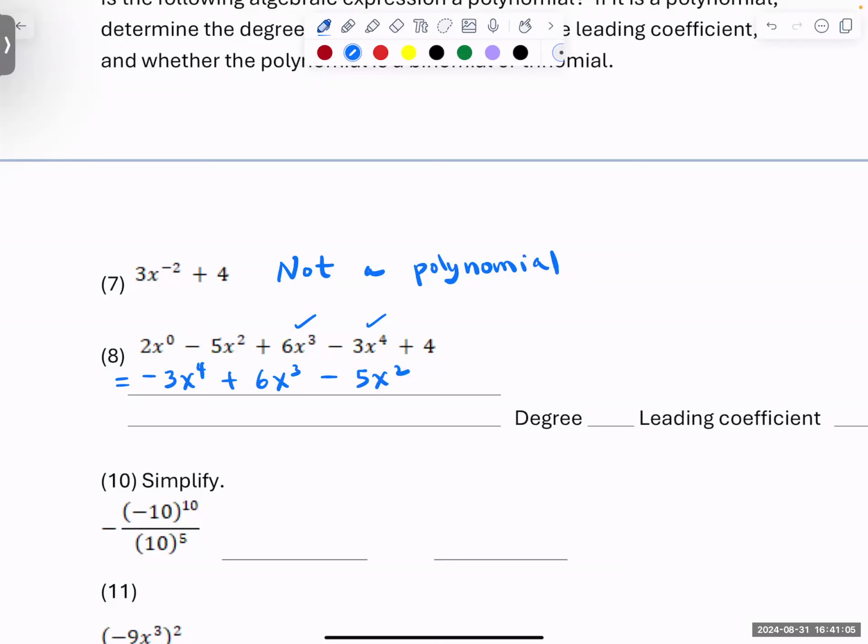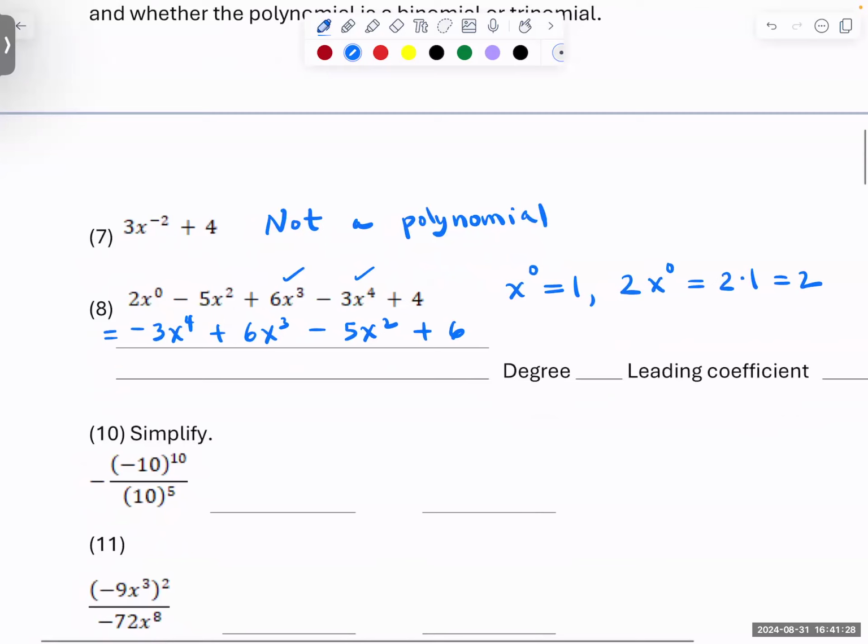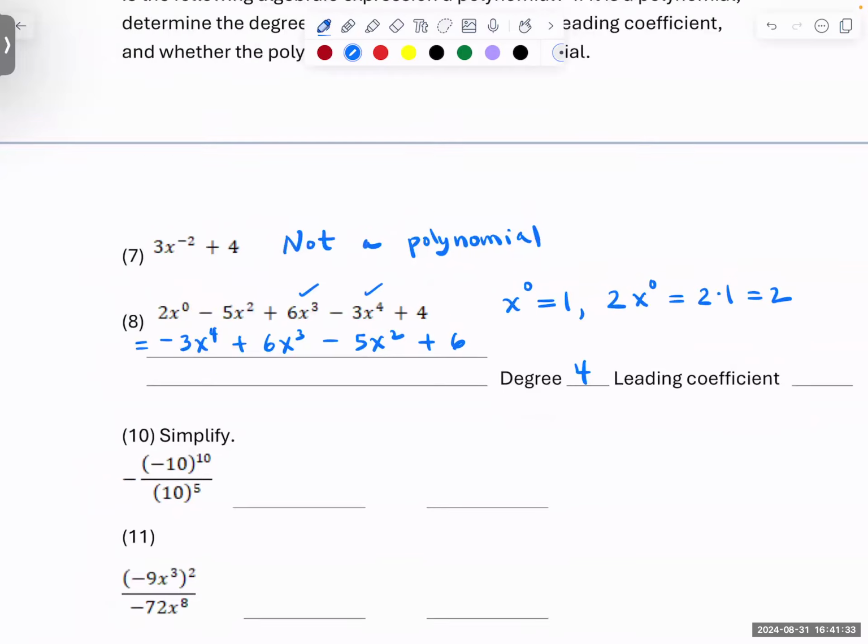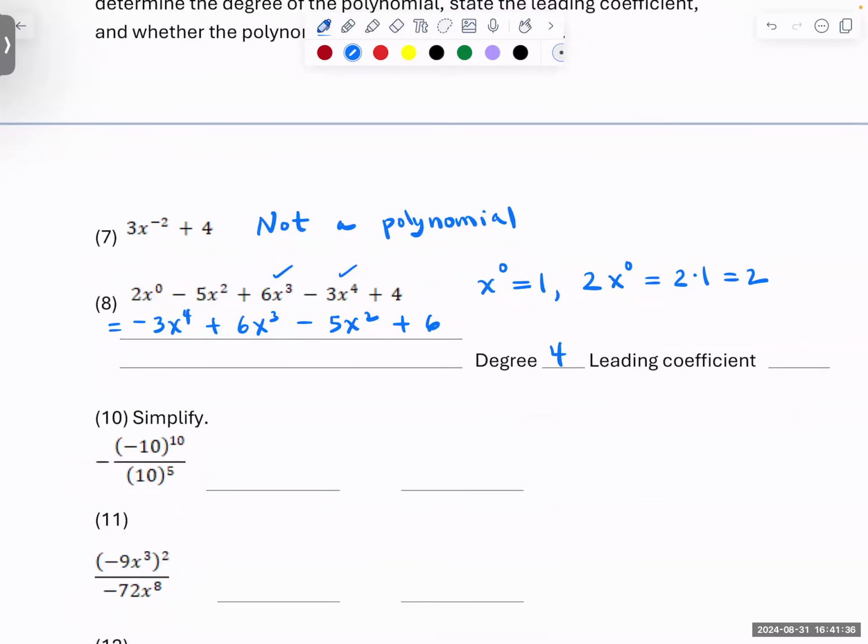Now let's pause on 2x to the 0. x to the 0 power is equal to 1. So 2 times x to the 0 power is 2 times 1, which equals 2. And there's a constant of 4. So adding 2 plus 4, we'll get 6 when we simplify. So the greatest exponent on x is a 4, so that makes this a 4th degree polynomial. The leading coefficient is the coefficient of the term of greatest degree, which is -3.